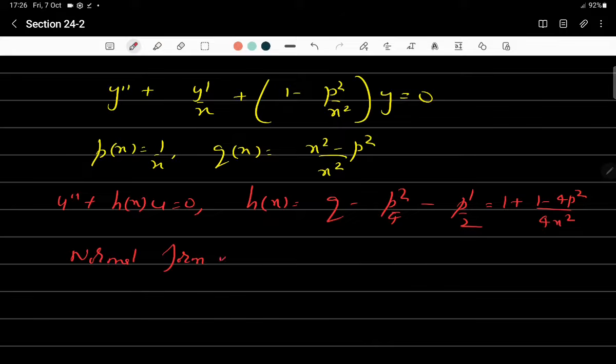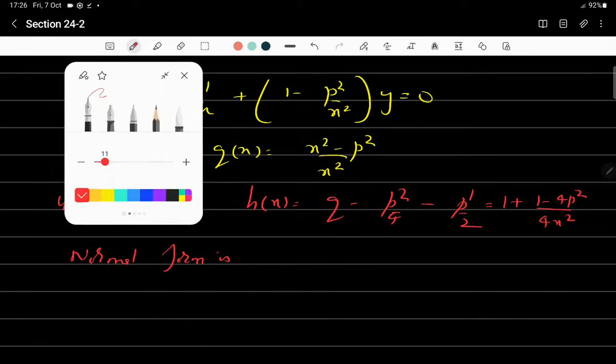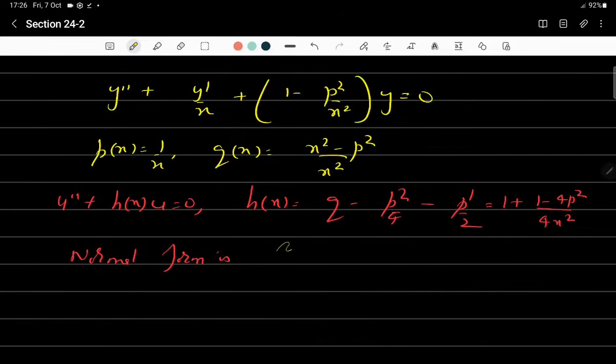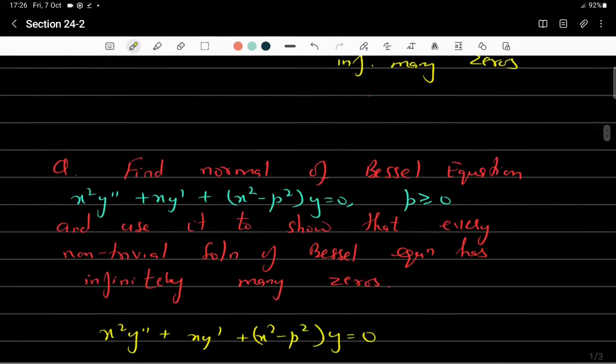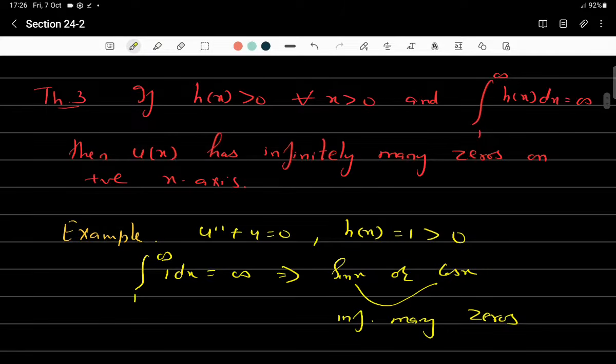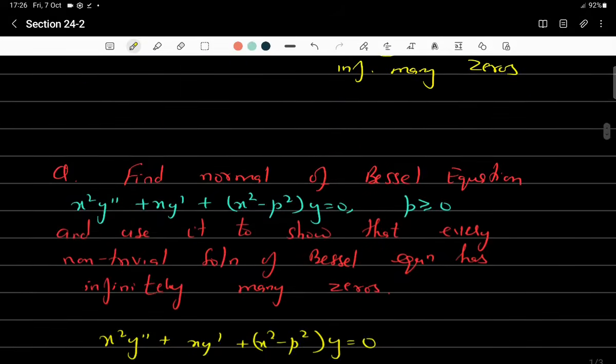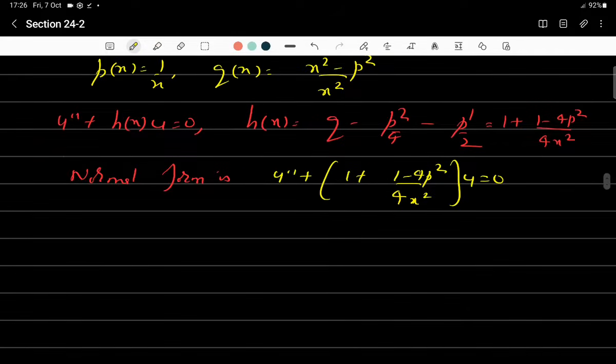It means the normal form is u double dash plus (1 plus (1 minus 4p square) by 4x square) u is equal to 0. Now p is greater than or equal to 0. So you can see that to use the above theorem, I have to show h of x is greater than 0 and the integral from 1 to infinity of h of x dx is equal to infinity. So first let's focus on h of x.